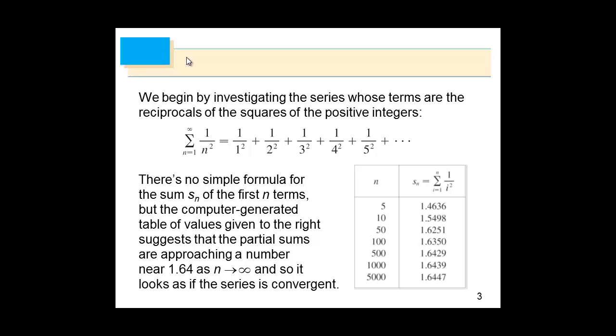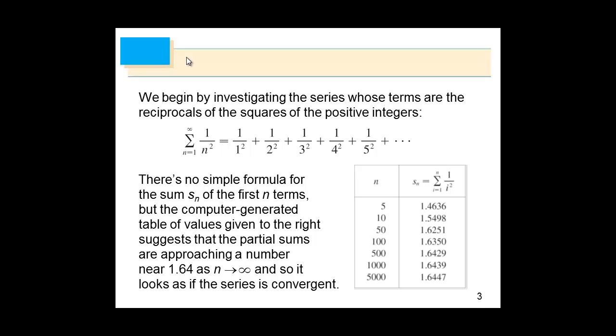So here's, I'm going to start with an example. Let's say I have the series, the sum n going from 1 to infinity of 1 over n squared. So what's the series? It's 1 plus 1 over 2 squared, 1 over 3 squared, 1 over 4 squared, plus and so on.